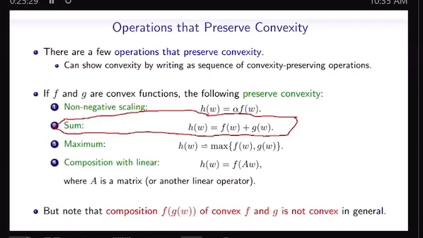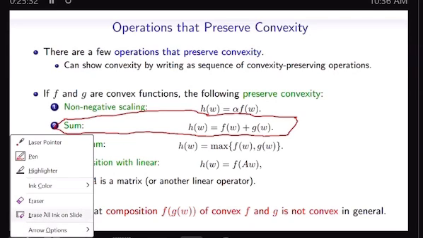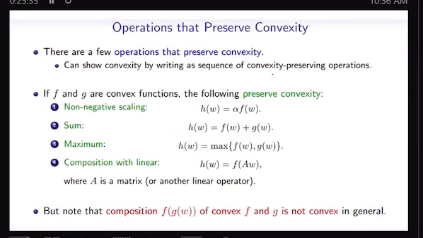If I'm focusing on, maybe I have 2 functions and I'm only focusing on the maximum of the two functions. The maximum of the two functions is still going to be convex.